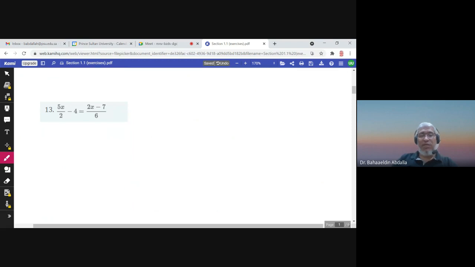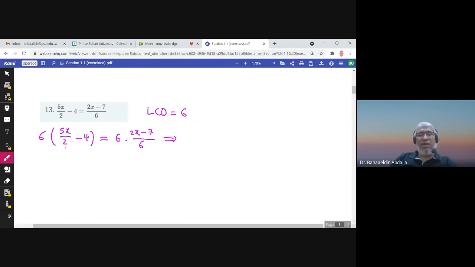Here I have denominators and I have a term here without denominator. So the denominators 2 and 6. The LCD in this case would be 6 because 6 divides 2. 6 divided by 2 would be 3. So the LCD would be 6. I need to multiply the left-hand side of the equation by 6 and also the right-hand side.